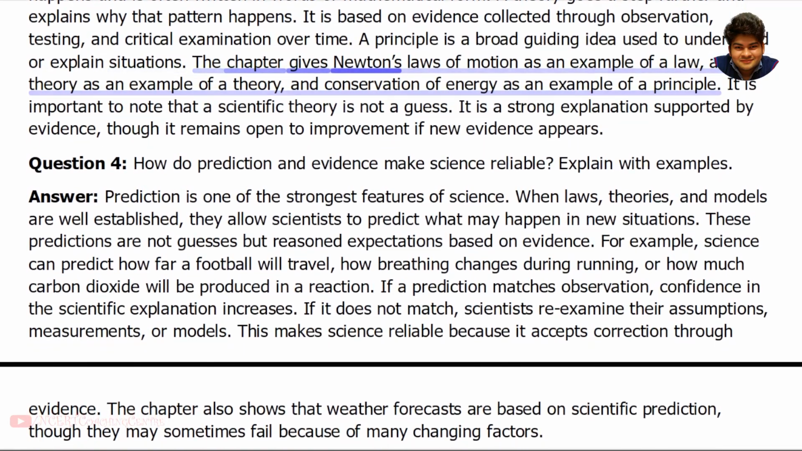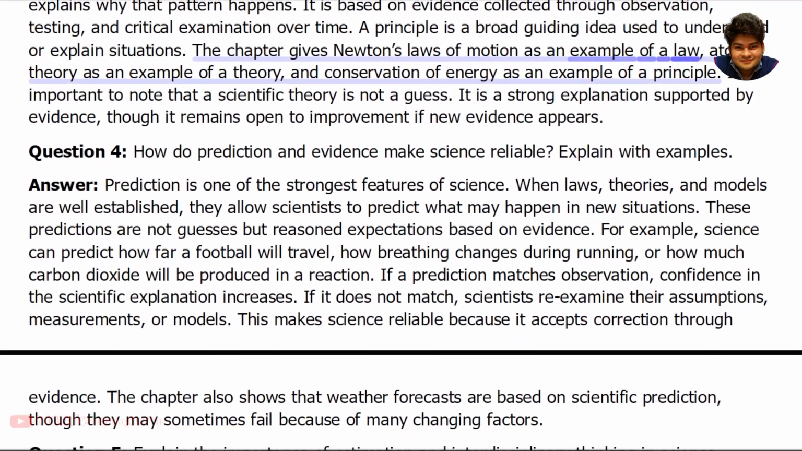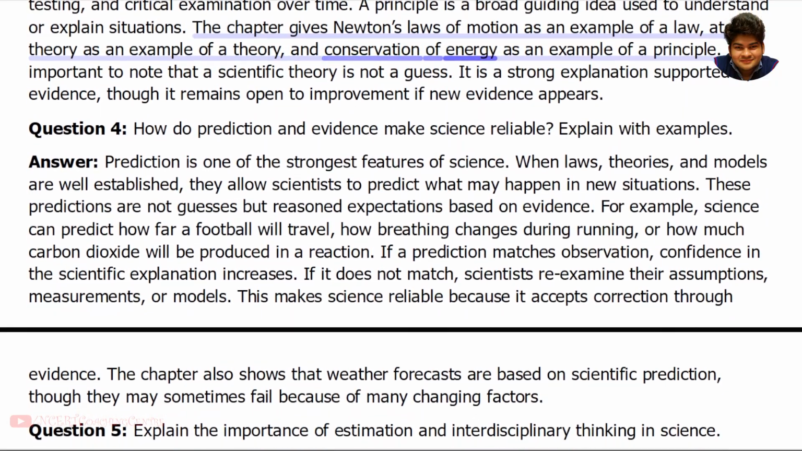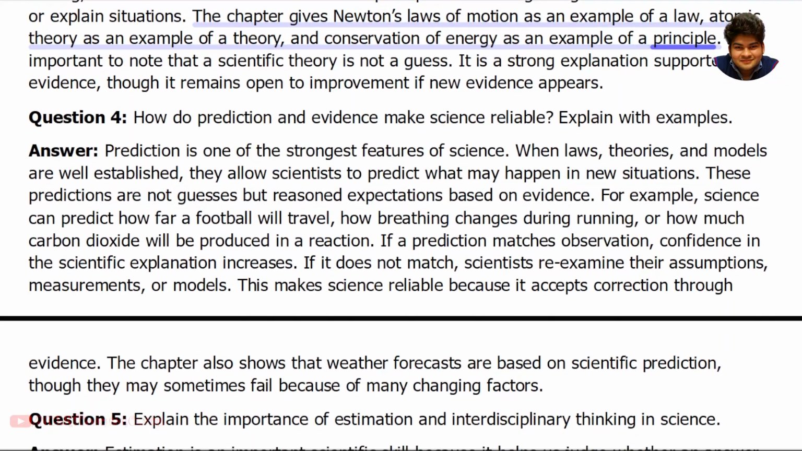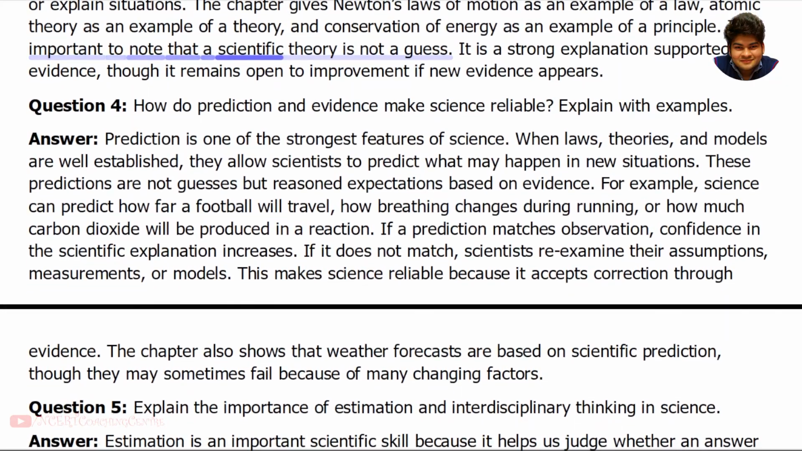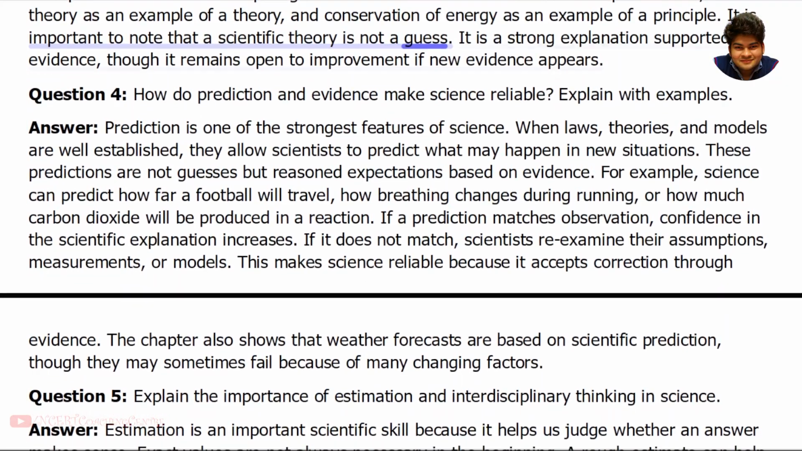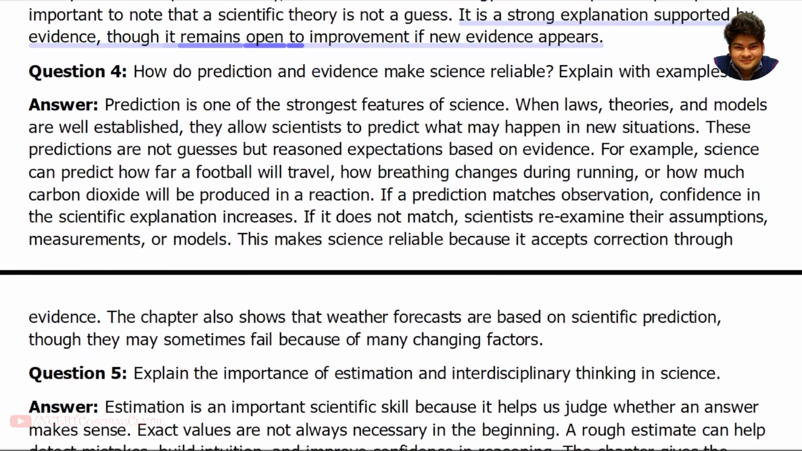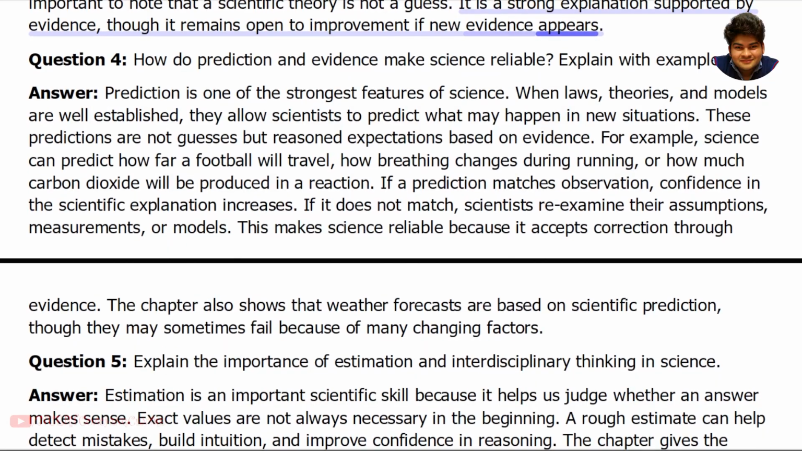The chapter gives Newton's laws of motion as an example of a law, atomic theory as an example of a theory, and conservation of energy as an example of a principle. It is important to note that a scientific theory is not a guess. It is a strong explanation supported by evidence, though it remains open to improvement if new evidence appears.